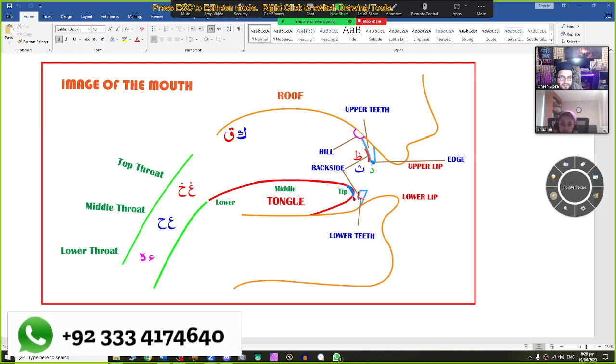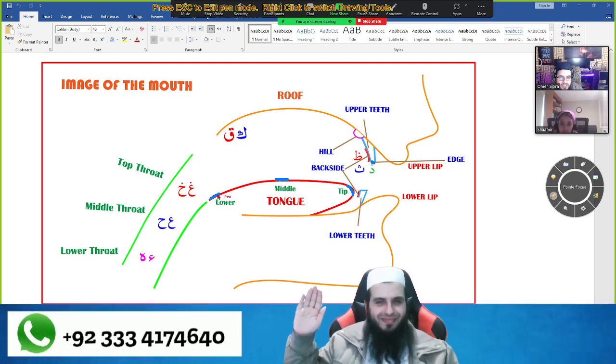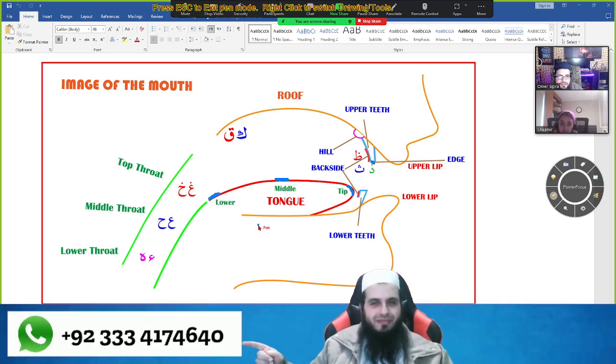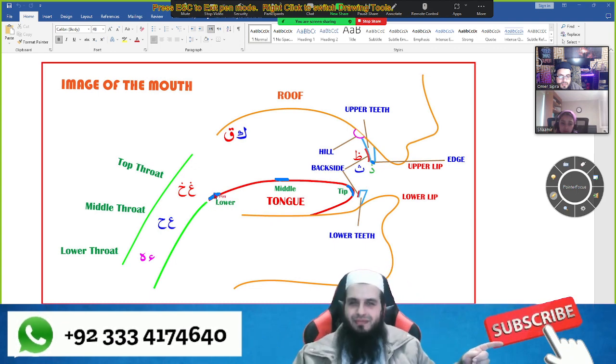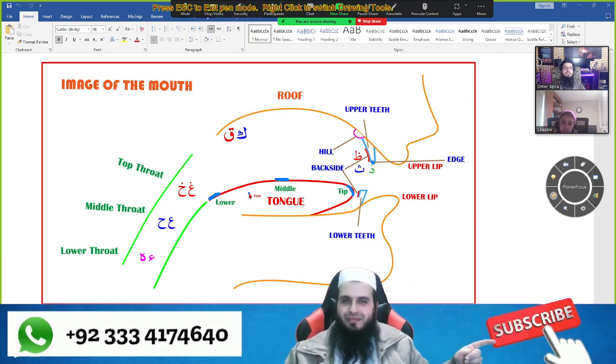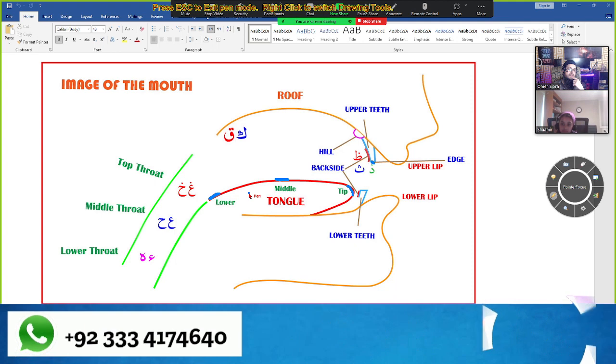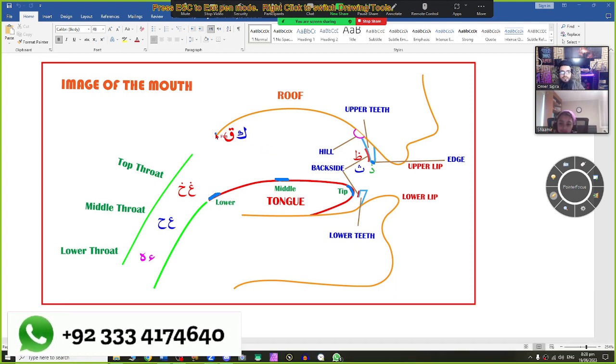What is it? The tip of the tongue. And this one is the middle tongue. What is it? The middle of the tongue. Good job. This one is the lower tongue. What is it? The lower part of the tongue. Yeah. The room in which you are sitting, does it have a roof? Yes. Good job. So this one is the roof of the mouth. What is it? The roof of the mouth.